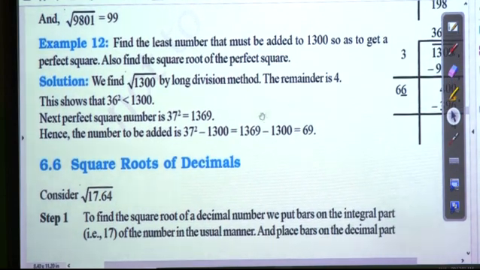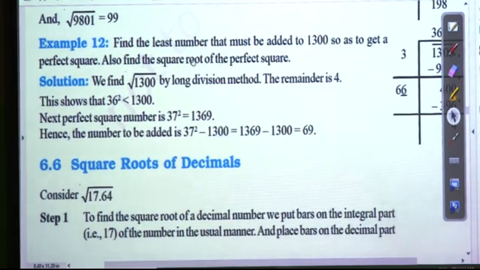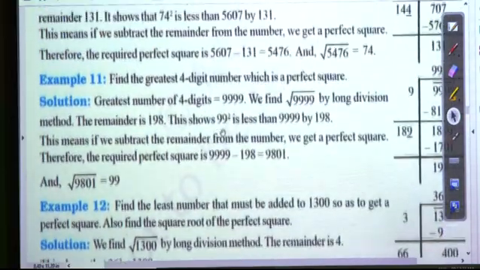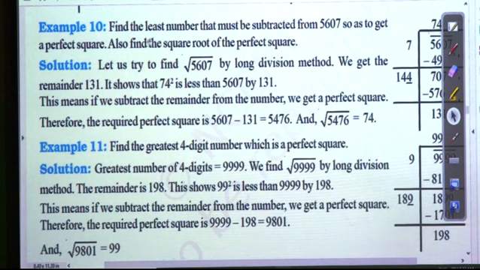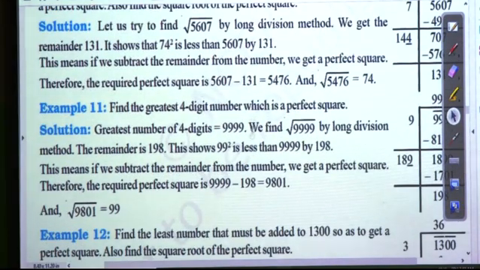Find the least number that must be added to 1300 so as to get a perfect square. Also find the square root of the perfect square. What are they saying? Find the least number that must be added, not subtracted. See the difference in the examples here. Here it was: find the least number that must be subtracted from 5607. Find the greatest 4 digit number which is a perfect square. Here we have subtracted, here also we have subtracted.